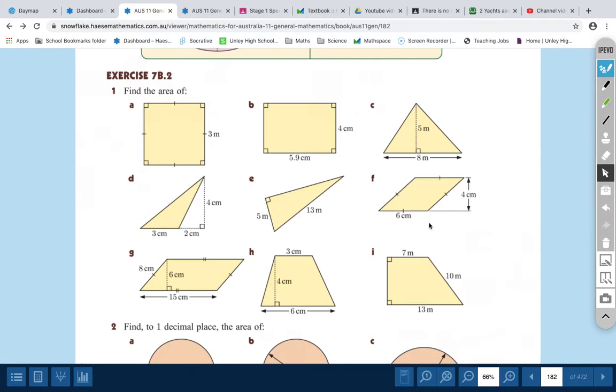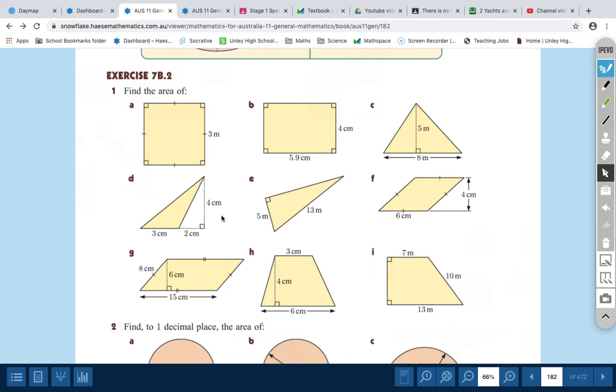That's actually a rhombus. All those sides are equal, as opposed to this one. You've got two pairs of parallel sides there. This is a parallelogram. That's a trapezium. That's also a trapezium. This is, even though it's got a right angle here, it's still a trapezium. Okay.